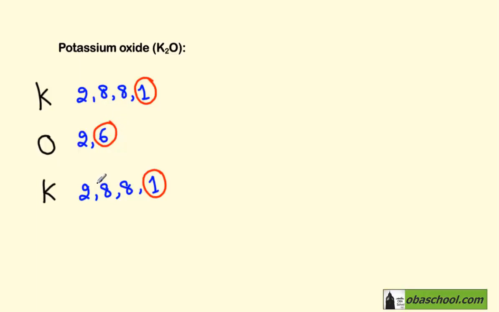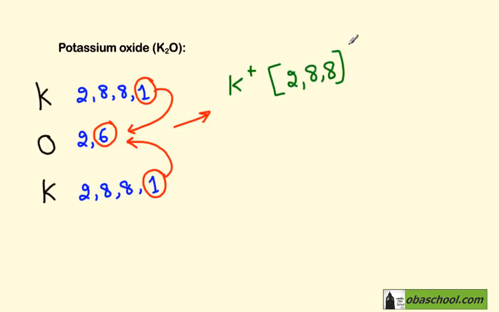So the first K atom, the first potassium atom, will lose 1 electron, and this electron is transferred to oxygen, and the same for the second potassium atom. So the electron configuration will be the following. For K, it will become K+ because it lost 1 electron, and the electron configuration is 2, 8, 8.